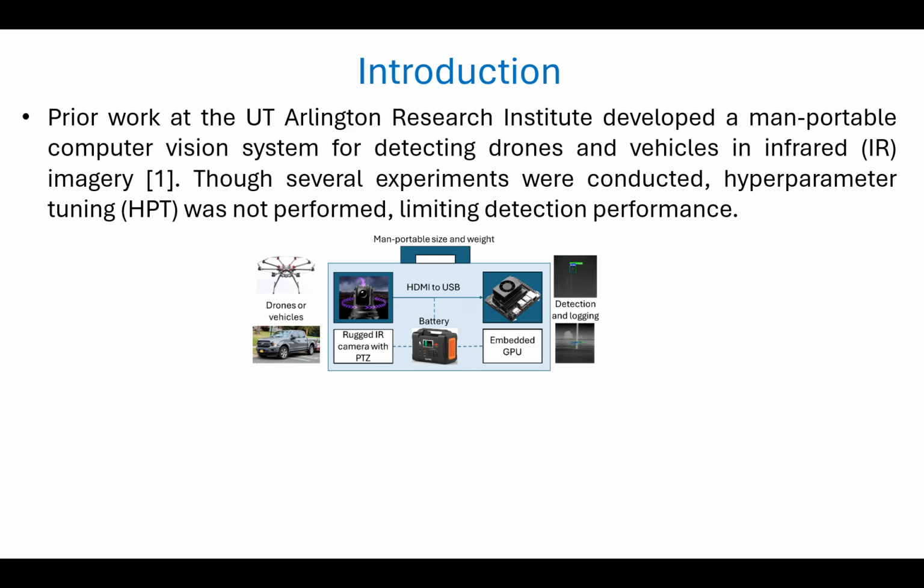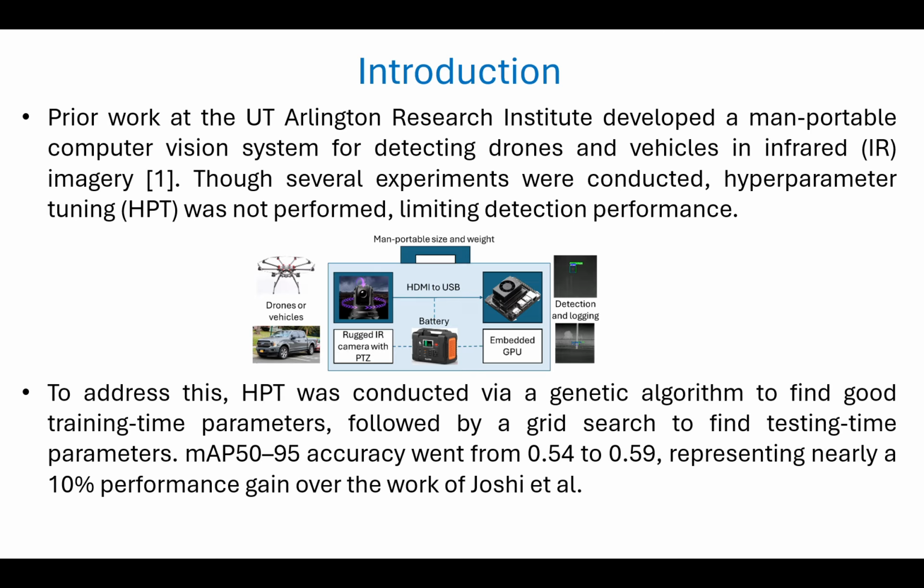The prior system was functional, but it had a key limitation. Hyperparameter tuning was never performed, and the model was essentially operating on default settings, which capped its performance. This work addresses that gap using a two-stage tuning strategy: a genetic algorithm for training time parameters, followed by a grid search for testing time parameters. The result was a measurable improvement in performance, with mAP 50-95 increasing from 0.54 to 0.59, nearly a 10% gain over the prior system.